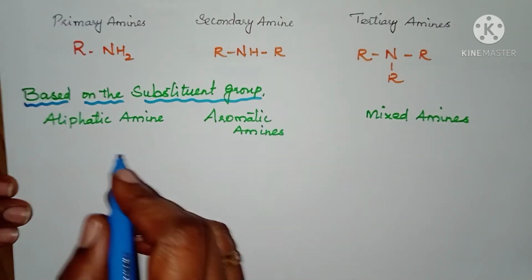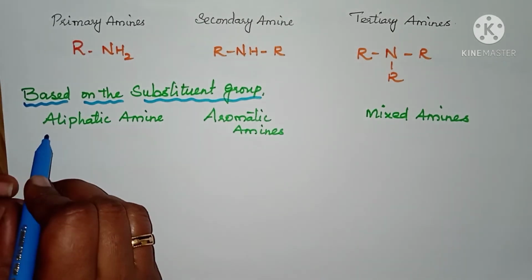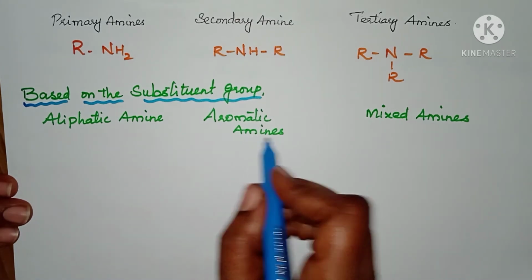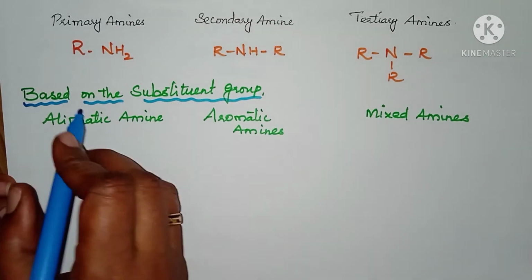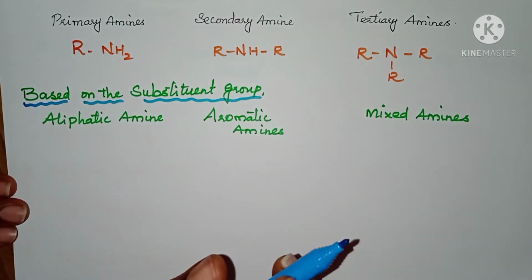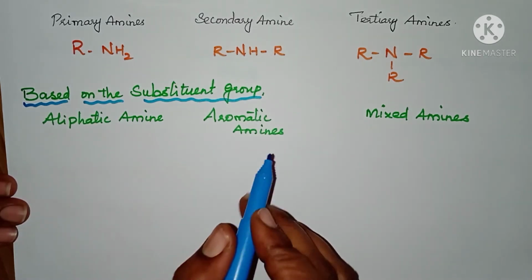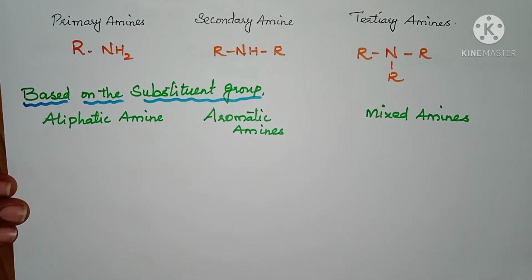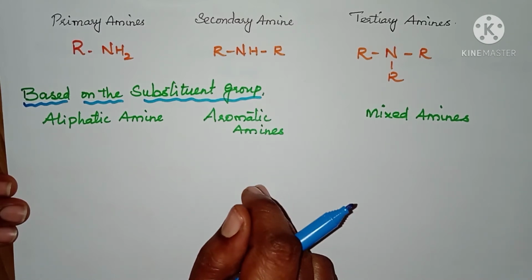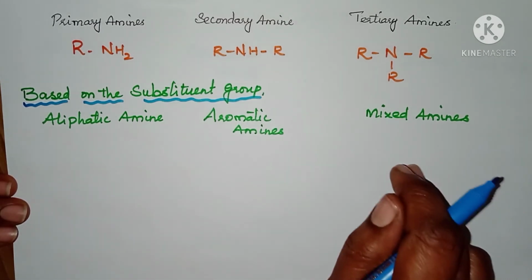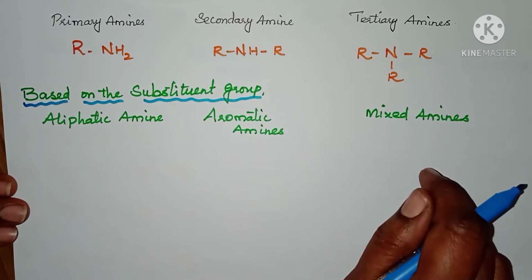Now, based on the substituent group, you may get the idea of aliphatic amine, aromatic amine, and mixed amine. Aliphatic amine means only an aliphatic group is attached to the amine functional group. Aromatic means only an aromatic group, which is the C6H5 ring structure, joins the amino group. Mixed means both aliphatic as well as aromatic.